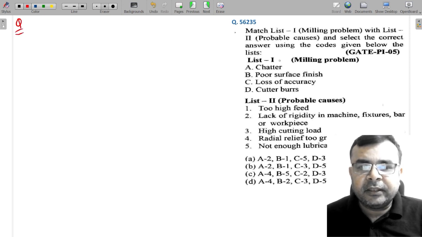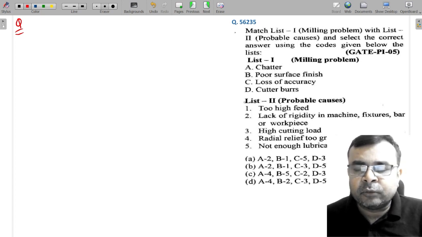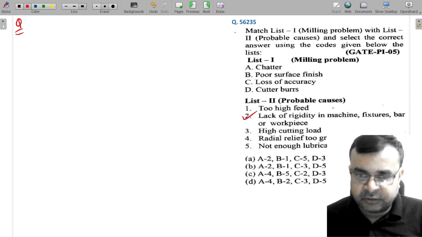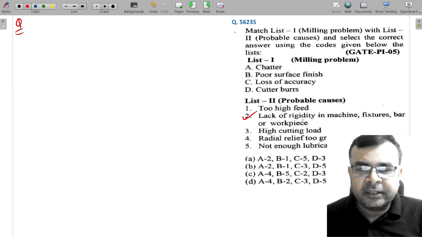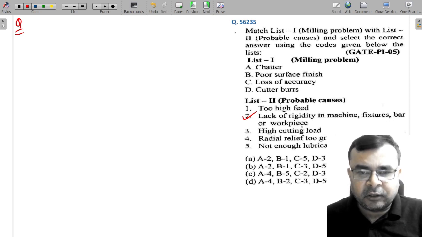List 1 and list 2. So in the list, you can see here option A, this is chatter. Chatter means unusual sound produced during machining, and it is mainly caused due to more vibration. When the rigidity of your tool and workpiece is not accurate, then this generally happens. So with lack of rigidity in machining fixtures, bars or workpiece, chatter can occur. Yes or no? So this is A2.